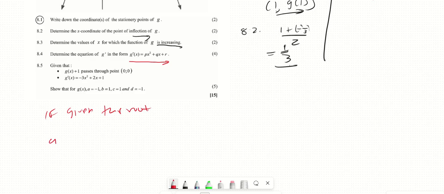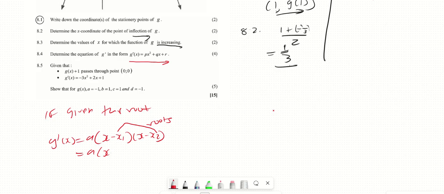If given the roots, we're going to say g prime of x is equal to a into x minus x1, x minus x2, because we are given the roots. These x1 and x2 are the roots, and I should oppose the sign. The other one was minus 1 over 3, so I'm going to use positive plus 1 over 3. The other one was 1, so it's going to be minus 1.